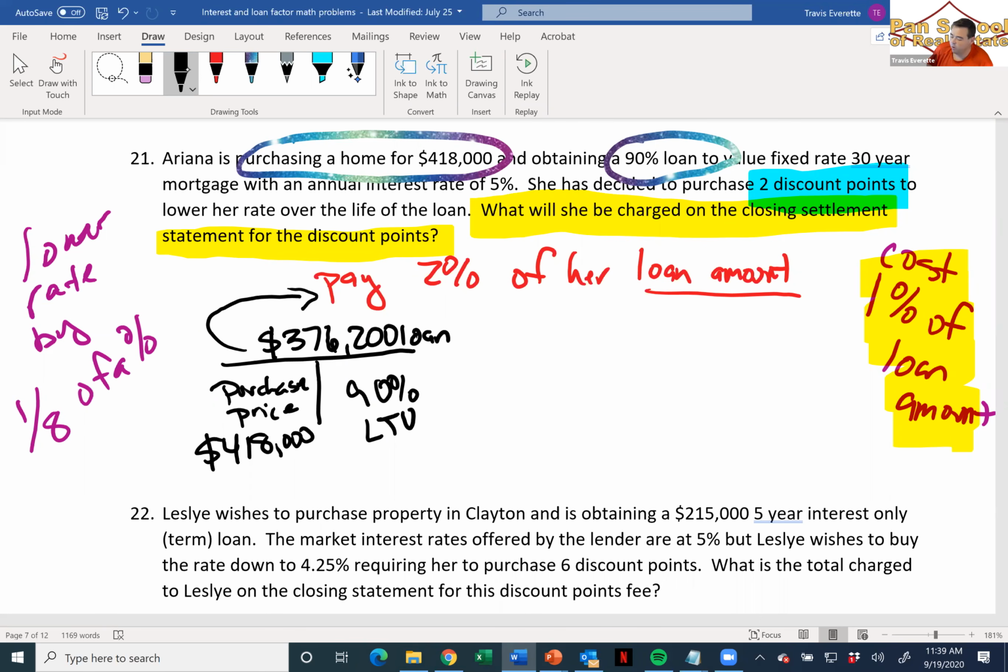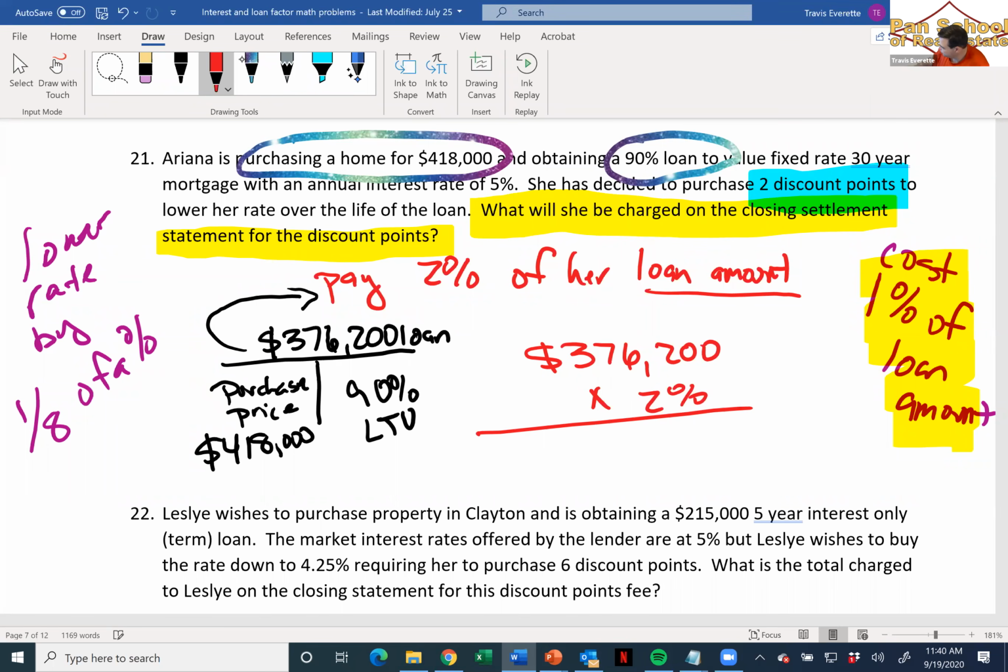And then we go right back to what we said. She's going to pay what? 2% of that loan amount. So here's what that looks like. 376,200 times 2%: 7,524. So she's going to pay $7,524 in the fee for her discount points to buy that rate down.